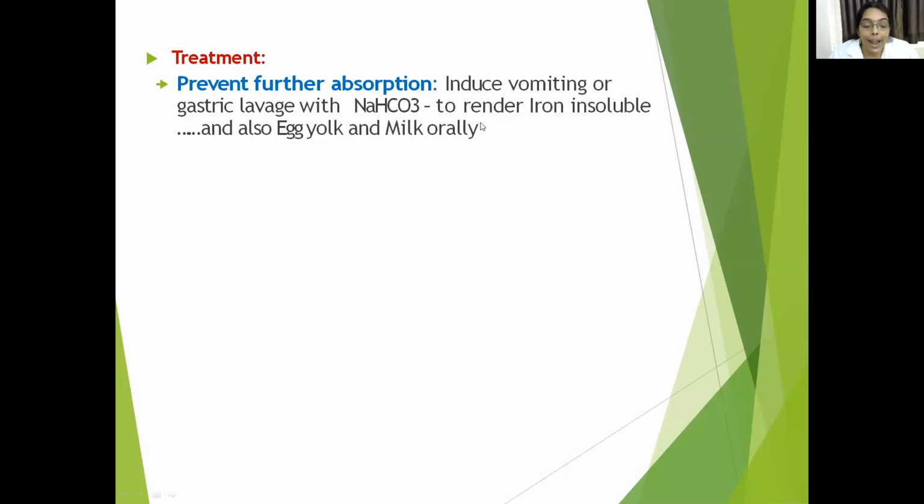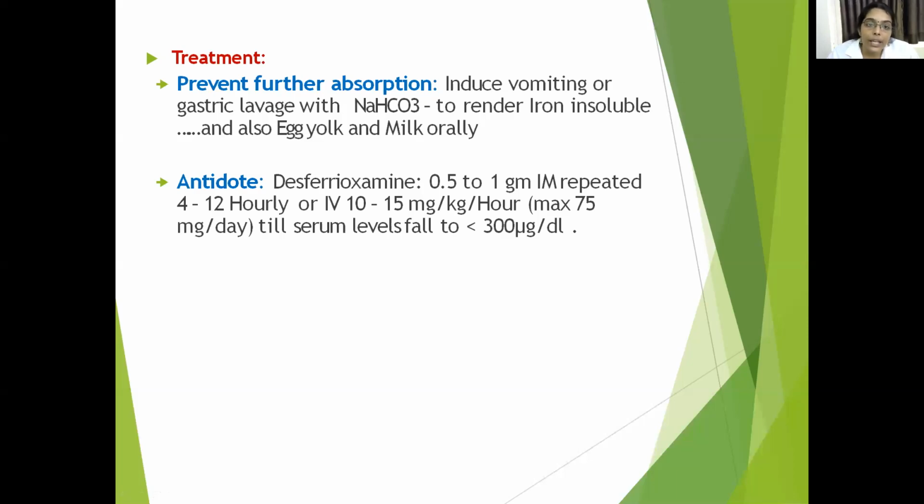The next is an antidote. Desferoxamine. Iron is a heavy metal, so in heavy metal poisoning, we prefer giving a chelating agent. Here the chelating agent we prefer is desferoxamine. It forms a stable water-soluble complex with iron, and that will facilitate easier excretion of iron from the body.